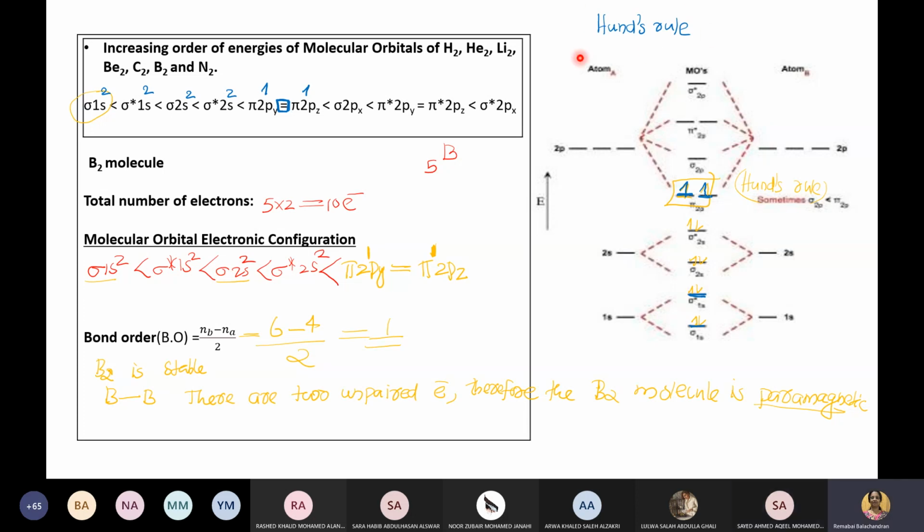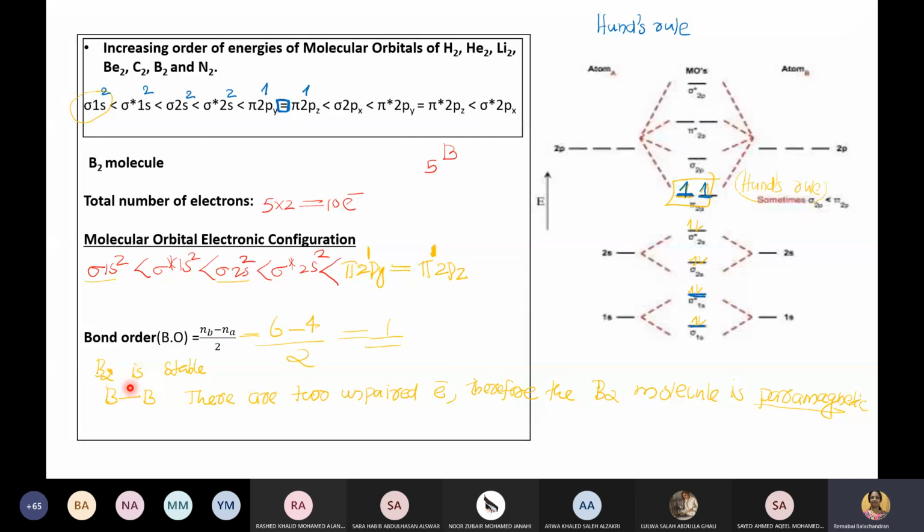Read it. Hund's rule. Now, this is a configuration. Bond order. See, look, like 2, 4, 6, 8, 10. Bond order is total how many bonding electrons? 2 plus 2, 4 plus 2, 6. With star we have 2 plus 2, 4. 6 minus 4 over 2 is equal to 1. So B2 is stable, with a single bond.